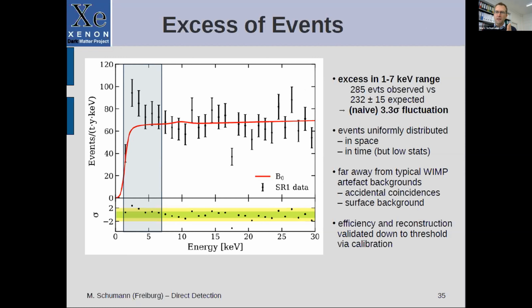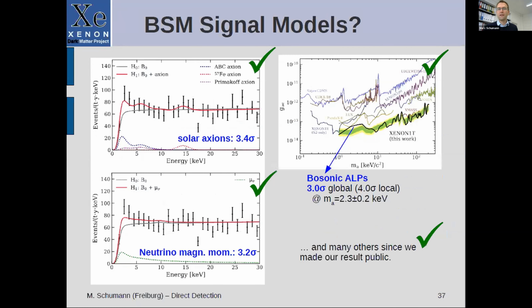It's far away from typical background artifacts that we know, and we, of course, checked efficiency, reconstruction, and so on, all the way down to calibration. We have calibration sources where we basically can make sure that this is not a threshold effect. So what causes this excess? Well, many things. All the signal models we wanted to check fit. Solar axions fit the excess at 3.4 sigma, neutrino magnetic moments at 3.2 sigma, and bosonic axion-like particles: an axion-like particle at 2.3 keV has a 4 sigma local significance, but it can have every mass, so 3 sigma global sensitivity. And many other results, since we've made our result public, describe that model.